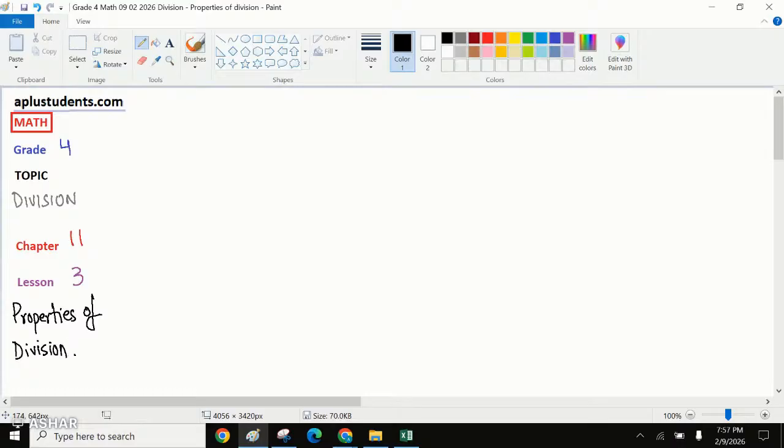So we will look at what division is. Hi May, welcome to the class. We will look today at the properties of division. We know that division is a reverse process, the reverse of multiplication, right? Or we can say multiplication is the reverse of division, right?